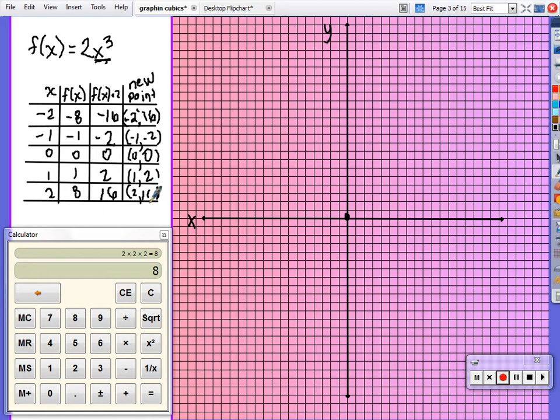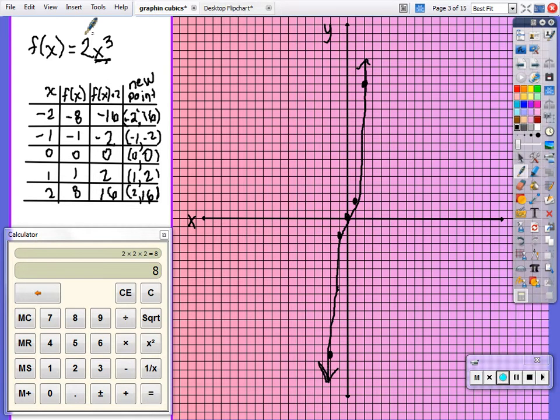8 times 2 is 16. So when you do this one, it's left 2, down 16, 2, 4, 6, 8, 10, 12, 14, 16, then 1 down 2, 1 up 2, and then up 2, 4, 6, 8, 10, 12, 14, 16, and we have another point. And you can see that it's not quite as flat. And there you have that graph, okay?